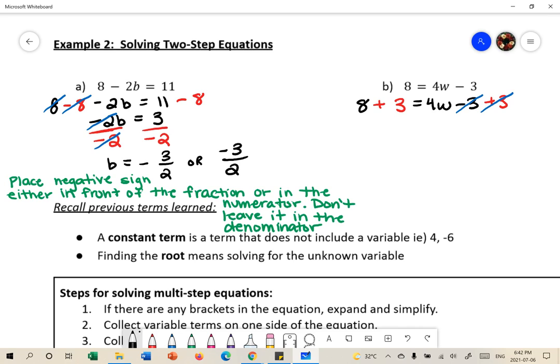Simplifying my left side, 8 plus 3 is 11. And now I want to divide both sides by 4 in order to eliminate the 4 that's multiplied by w. And I'm going to leave my answer in fraction form instead of converting it into decimal form.